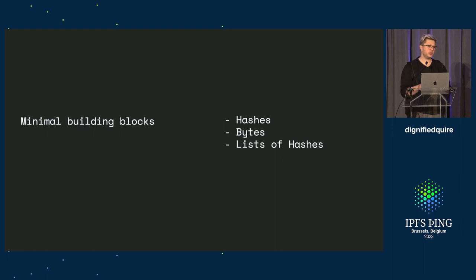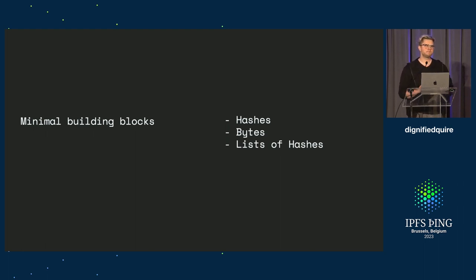So we focus on these couple minimal building blocks, right? So we like hashes. Hashes are cool. We like bytes, because usually that's the thing that we can all agree on, like, what do we need to move around? Bytes. So we take hashes or bytes, and then we need this one additional piece, which we might get almost rid of, which is called list of hashes. So you want to have more than one hash. You want to group them together.